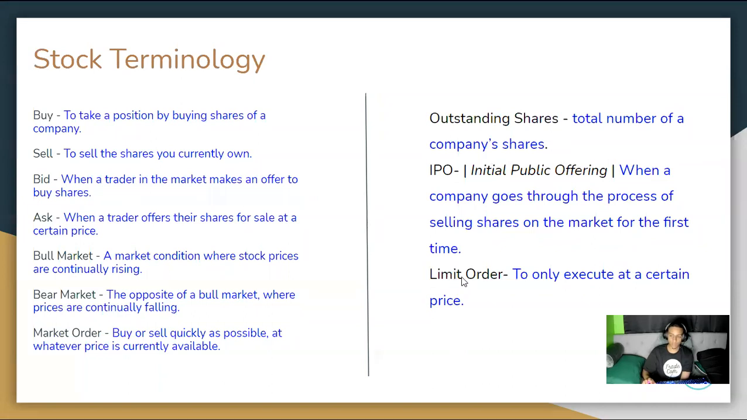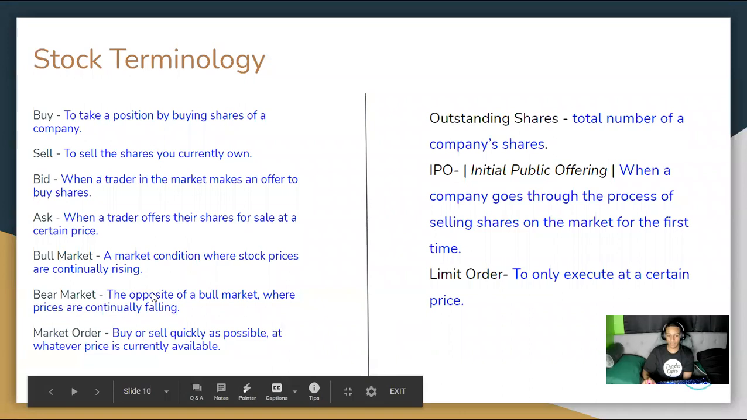All right, and then we have limit order. So limit orders will only execute at a certain price, whatever you want for that trade or whatever you want to pay. All right. Any questions on terminology, guys?